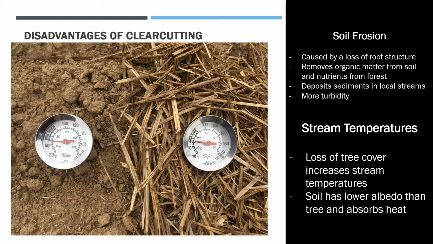This also affects the temperatures of the stream and of the soil. So without this tree cover, the direct sunlight is now going to hit the water, and that's going to increase the temperature of our water. And it's also going to increase the temperature of the soil. Soil has a lower albedo. This is a measurement of how much sunlight is reflected. So it doesn't reflect as much, it absorbs it, and therefore it increases in temperature.